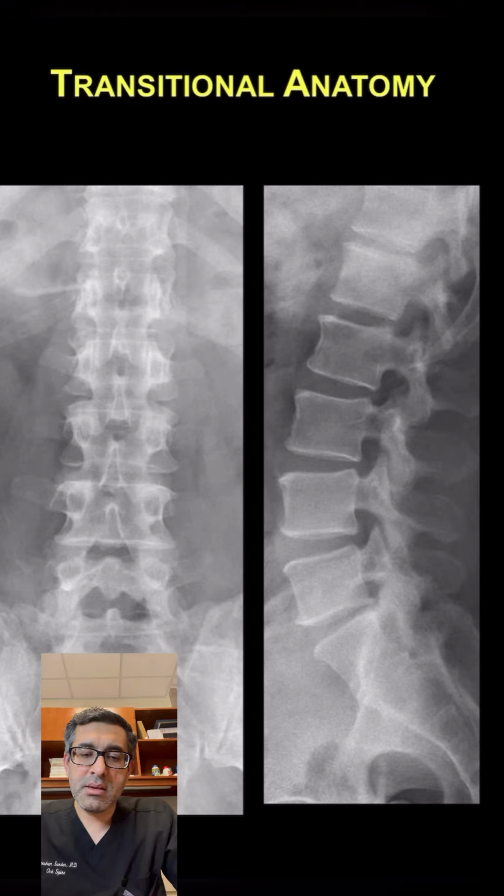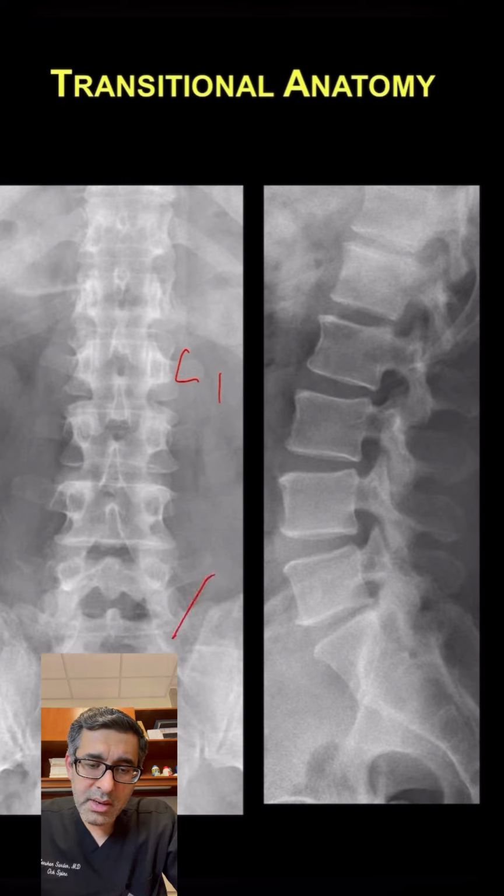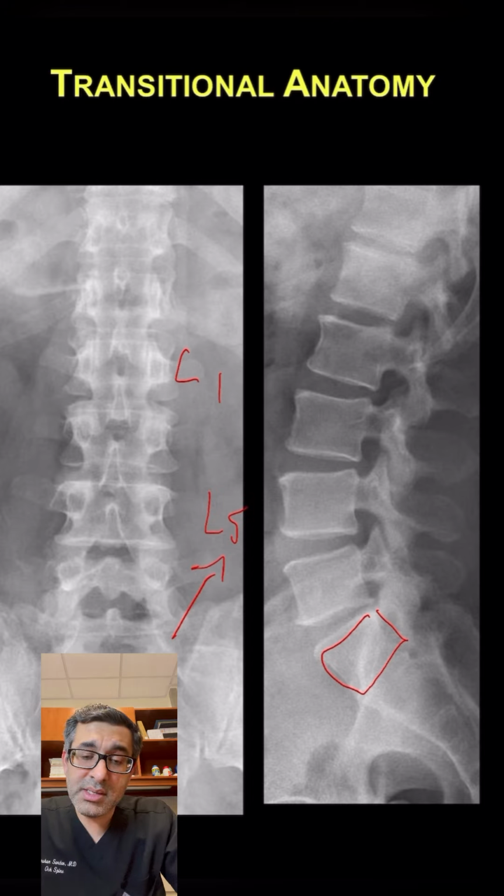Just like assessing any x-rays, you want to, number one, make sure that the patient does not have transitional anatomy so that we are counting the right levels. For example, in this case, the patient does have transitional anatomy. This is L1 here, L2, L3, L4, and L5, which is this one, is actually partially sacralized, which you can see on the lateral as well. This L5 is partially sacralized. So it's important to know whether there's transitional anatomy or not so that you can count the levels appropriately.